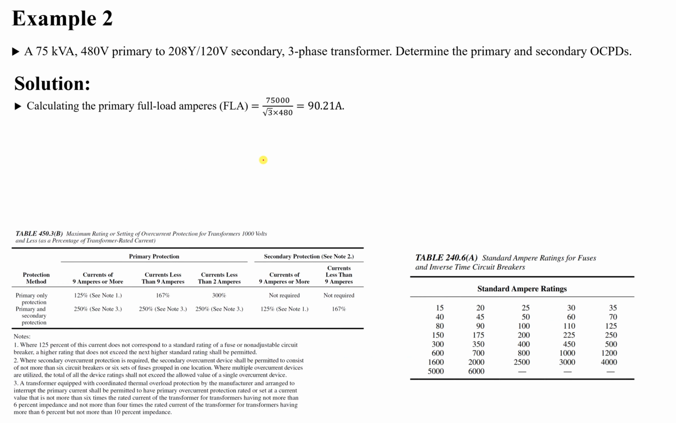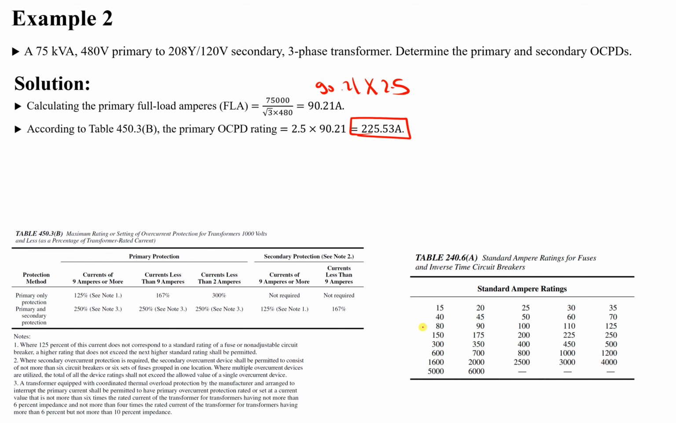Okay, so let's look at the table here again for primary and secondary protection. Great. What is the current ampere? So this is a primary, greater than 9 amperes. So we are gonna use this value here, 250%. So we are gonna take 90.21 multiplied by 2.5 as an oversizing, like this, 225.53 amperes. Now if you look at our table, it will be between two values.